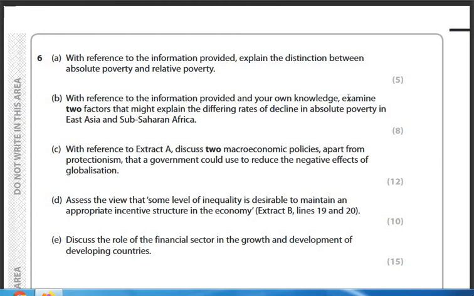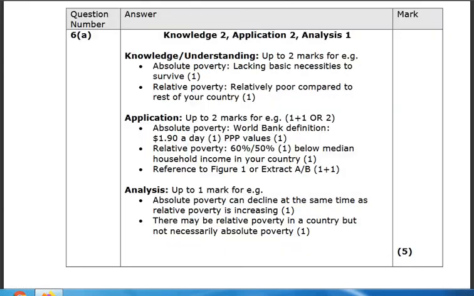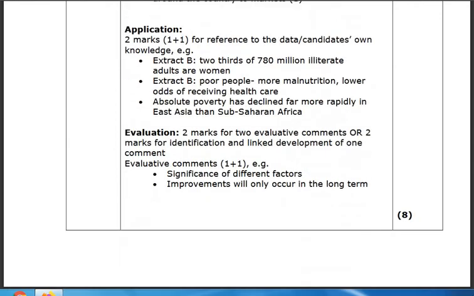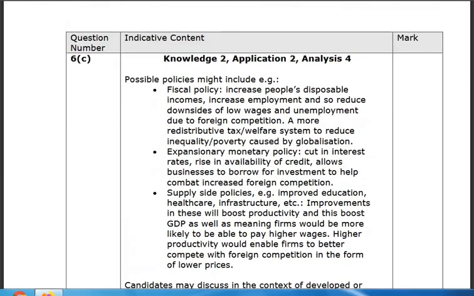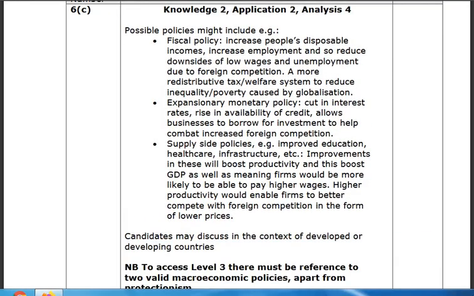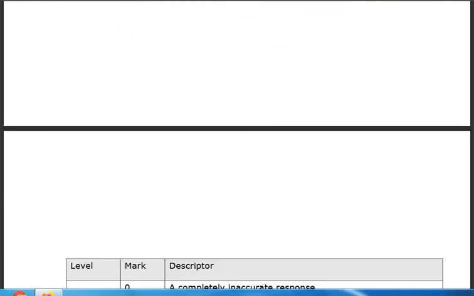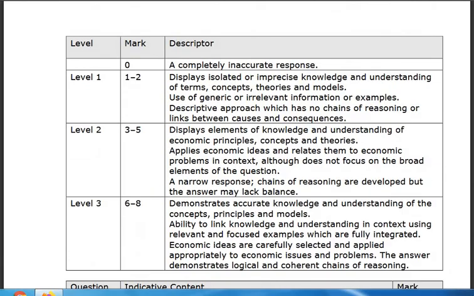Okay, so now we move into C. With reference to extract A, discuss 2 macroeconomic policies. So it's a discussed question worth 12. At this point, we move into levels of response mark schemes. So let's have a look at this bit of the mark scheme. You know, this is the point where cheating is not going to help you at all. So if you just write out some of this stuff, then you'll be in level 1 or the lower reaches of level 2.